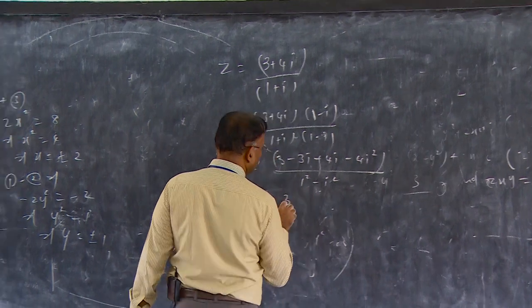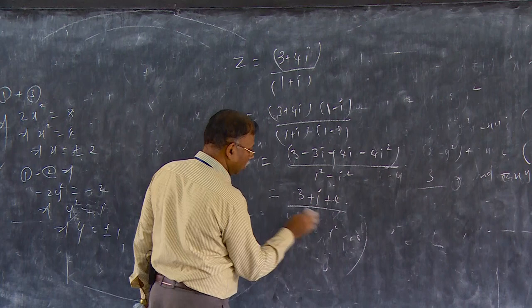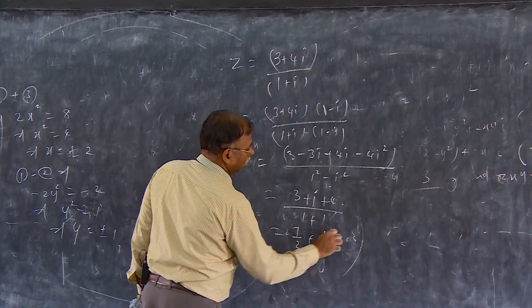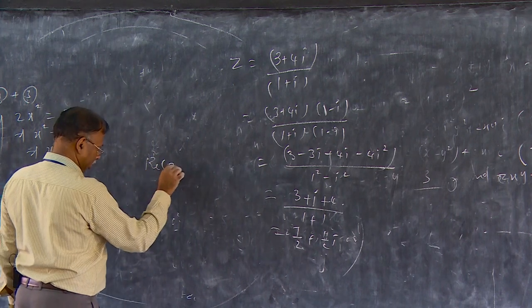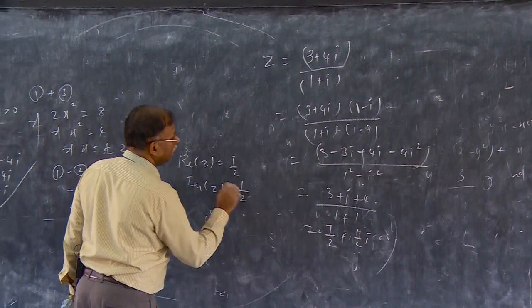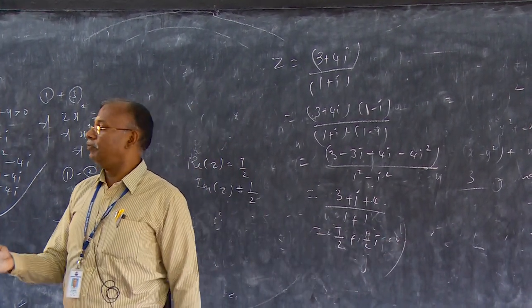Therefore, this is reduced to 3 plus i. 4i minus 3i is plus i. This becomes plus 4, divided by 1 plus 1, which is 2. Therefore, this is 7 by 2 plus 1 by 2 i. Therefore, the real part of z becomes 7 by 2. For the imaginary part of z, you should write only 1 by 2, not i. The imaginary part is equal to the coefficient of i.